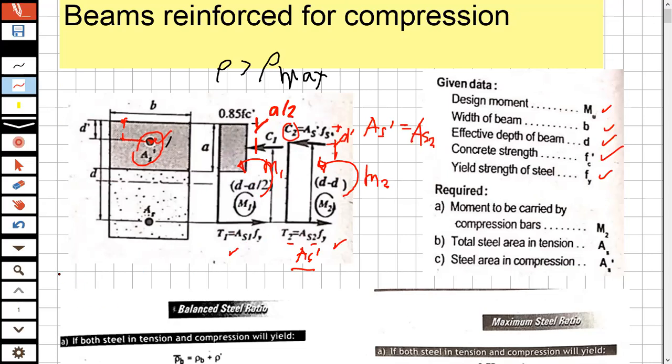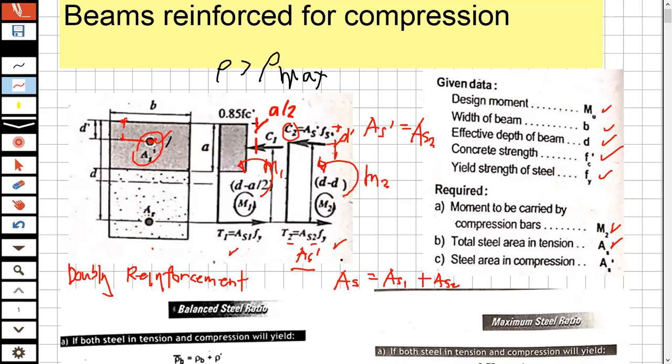Kaya ang tawag nito is doubly reinforcement. Okay? Doubly reinforcement. Okay? Pagka wala itong compression, is single reinforcement. Pagka single reinforcement, ibig sabihin nasa tension lang siya. Pagka doble, both tension and compression. So you have to calculate M2, As, the total reinforcement, which is just As is equal to As1 plus As2.